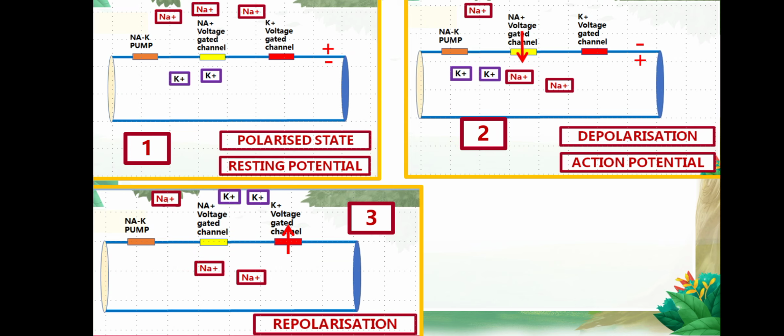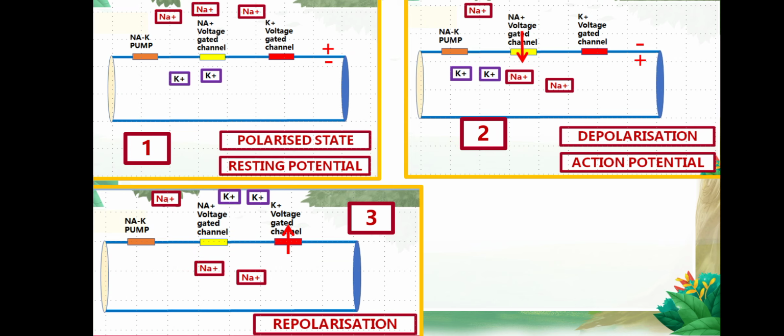You can revise what we have just discussed. In the polarized state, the sodium ion concentration outside the axon is greater, and the potassium ion concentration inside is less in comparison with the sodium ion outside the axon. This is the polarized state, and the charges are positive outside and negative inside. This is the polarized state, and this is known as the resting potential.